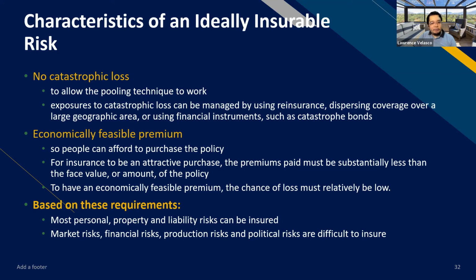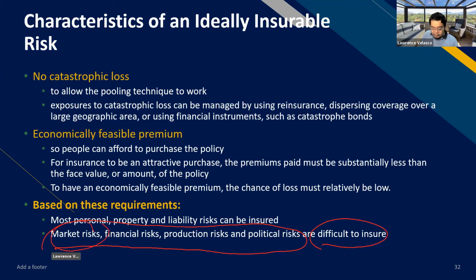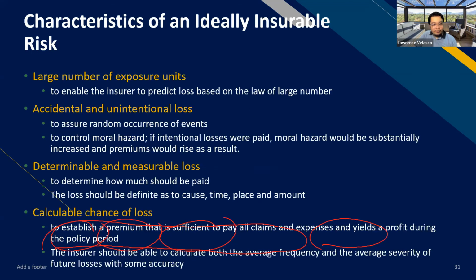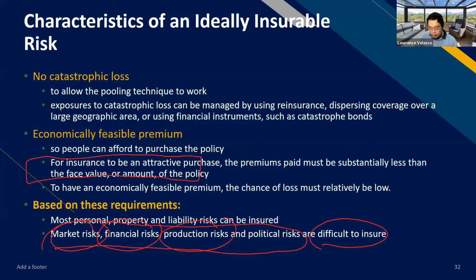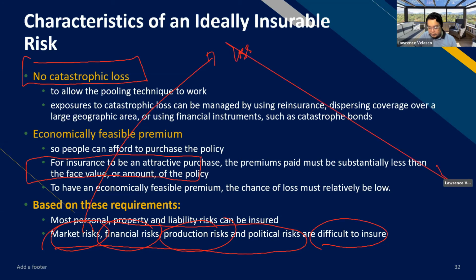So based on these requirements, most personal, property, and liability risks can be insured. However, market, financial, production, and political risks are usually uninsured or difficult to insure. Okay? For market risk, financial risk, even production risk, I think the issue there is the determinable and measurable loss. Sometimes it's difficult to determine the losses for these kinds of markets, or there's the no catastrophic loss requirement. In financial markets, for example, the loss can be so big because there is no upper limit.